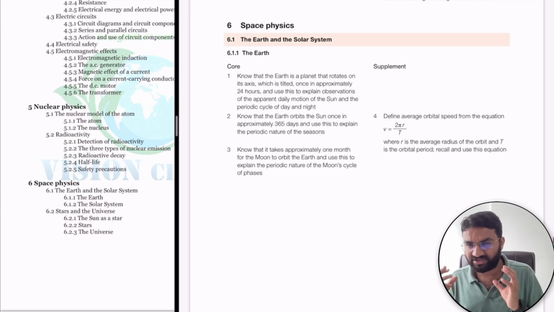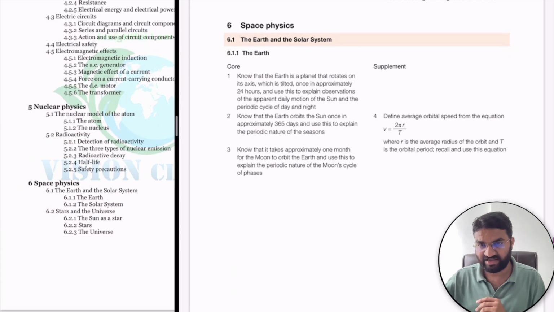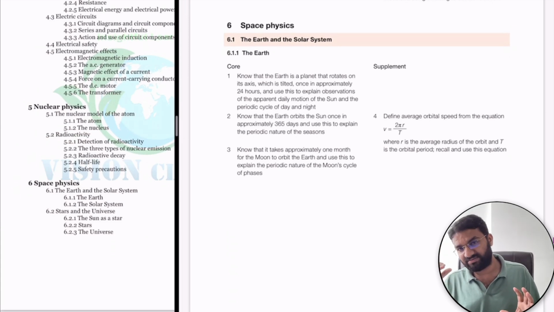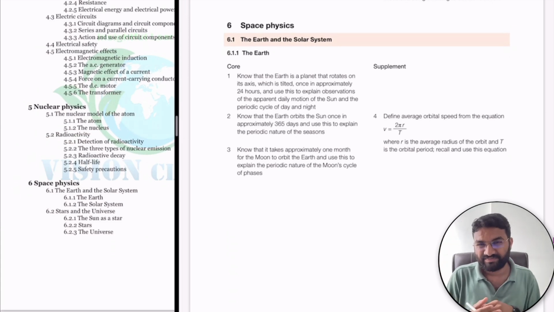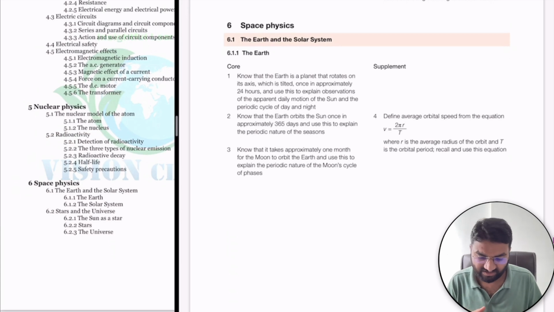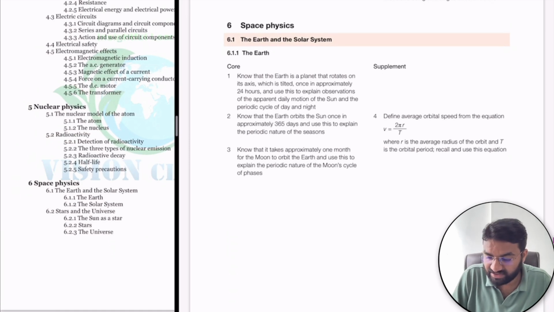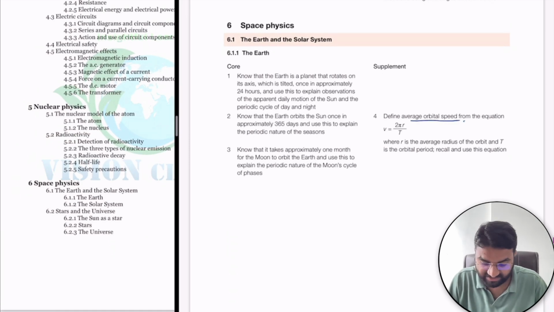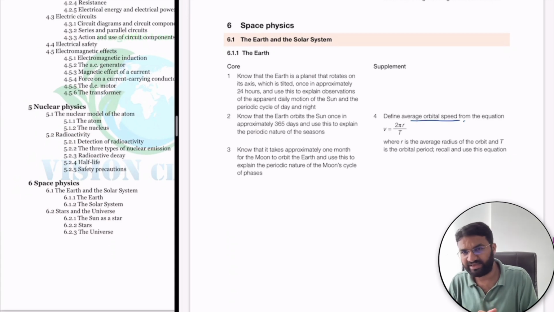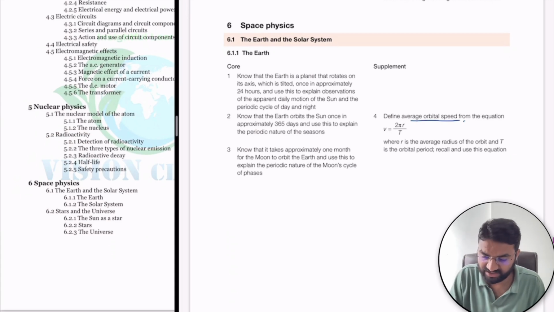Recently a lot of research is going on about space and all, other planets and things like that. So they have introduced the sixth topic, that is the earth. Then the orbital radius, the average orbital speed. So these concepts are there for core students. You have to understand the basic concepts given here. Motion of the sun, earth, moon.